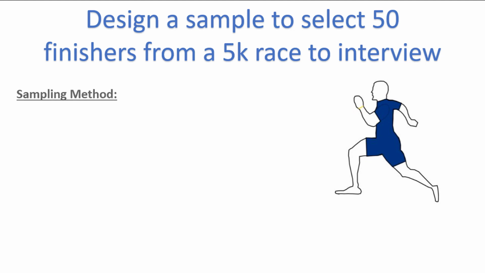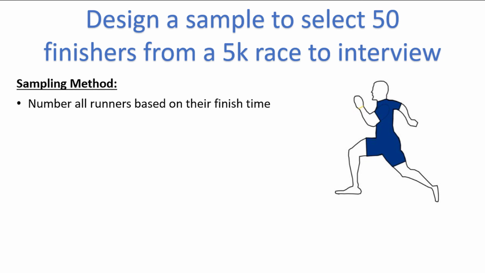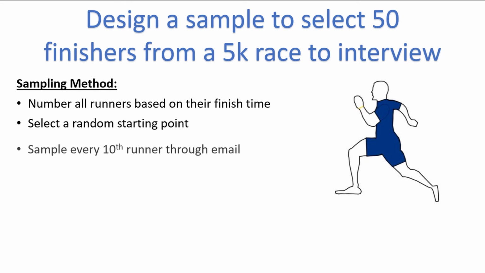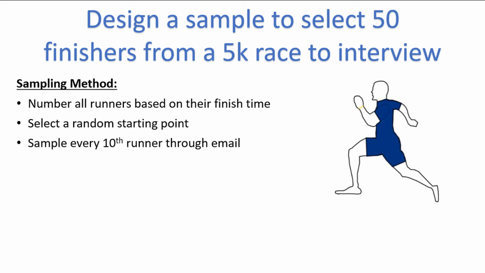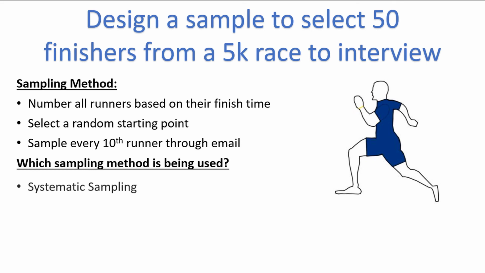The first method is to number all of the runners based on their finish time, select a random starting point, and then sample every 10th runner through an email survey until 50 runners have responded. Which sampling method does this sound most similar to? The answer is a systematic sample.